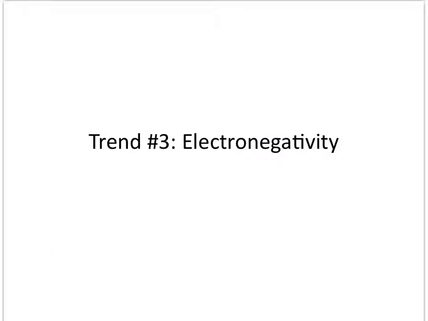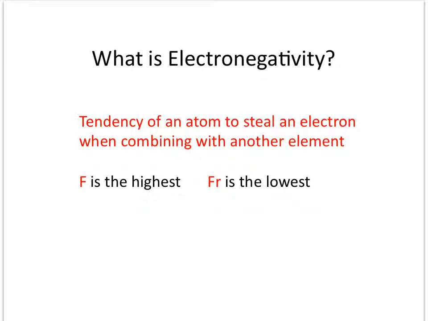All right, let's discuss our third property, electronegativity. Electronegativity is the tendency of an atom to steal or take an electron from a different atom when combining with another element. Fluorine happens to have the highest value, and francium has the lowest value, and this will help you make the prediction for period and group trends.